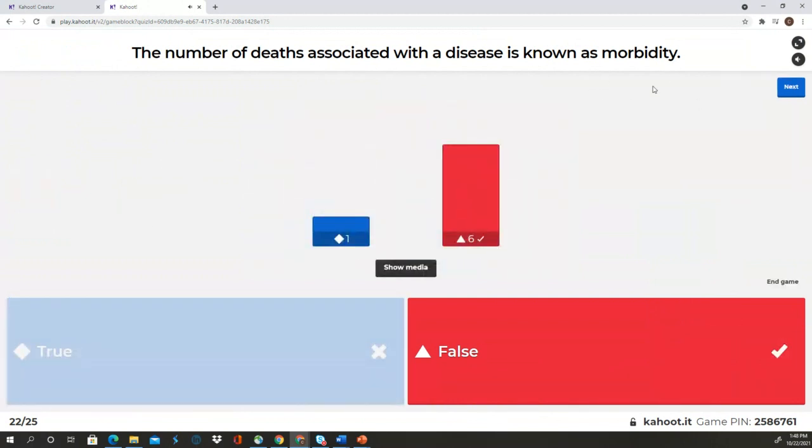Good. So this is false. Morbidity is just a word you use when somebody has a disease. Sometimes people have multiple diseases at one time. So the more diseases associated with that person, the higher their morbidity level. But when we're talking about death specifically, that's going to be the mortality.